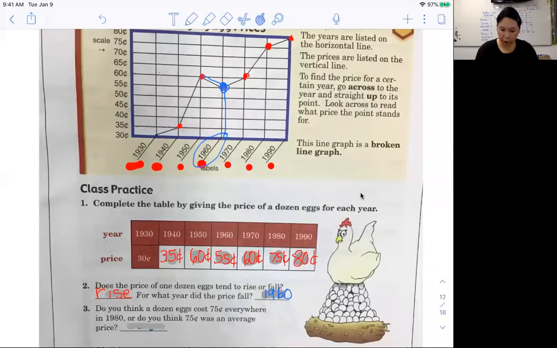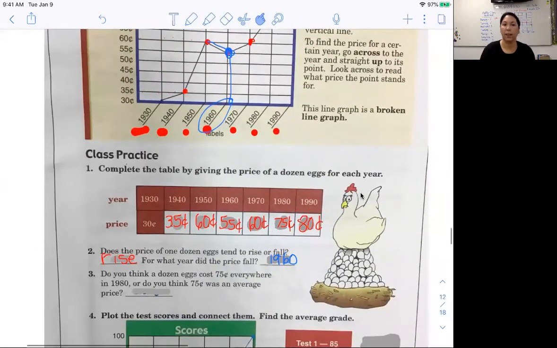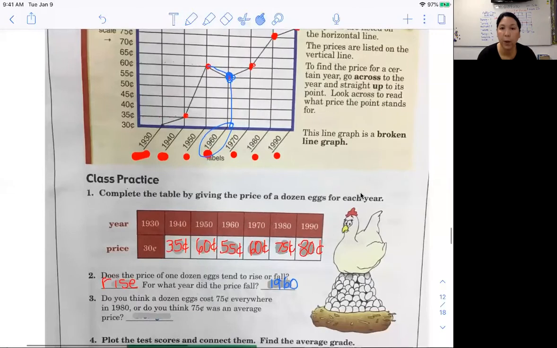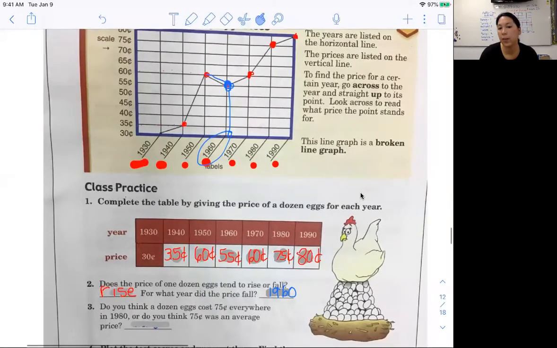So they had to sell them for cheaper because they had so many to sell. Okay, so let's look at number three. Do you think a dozen eggs cost 75 cents everywhere in 1980? Or do you think 75 cents was an average price?